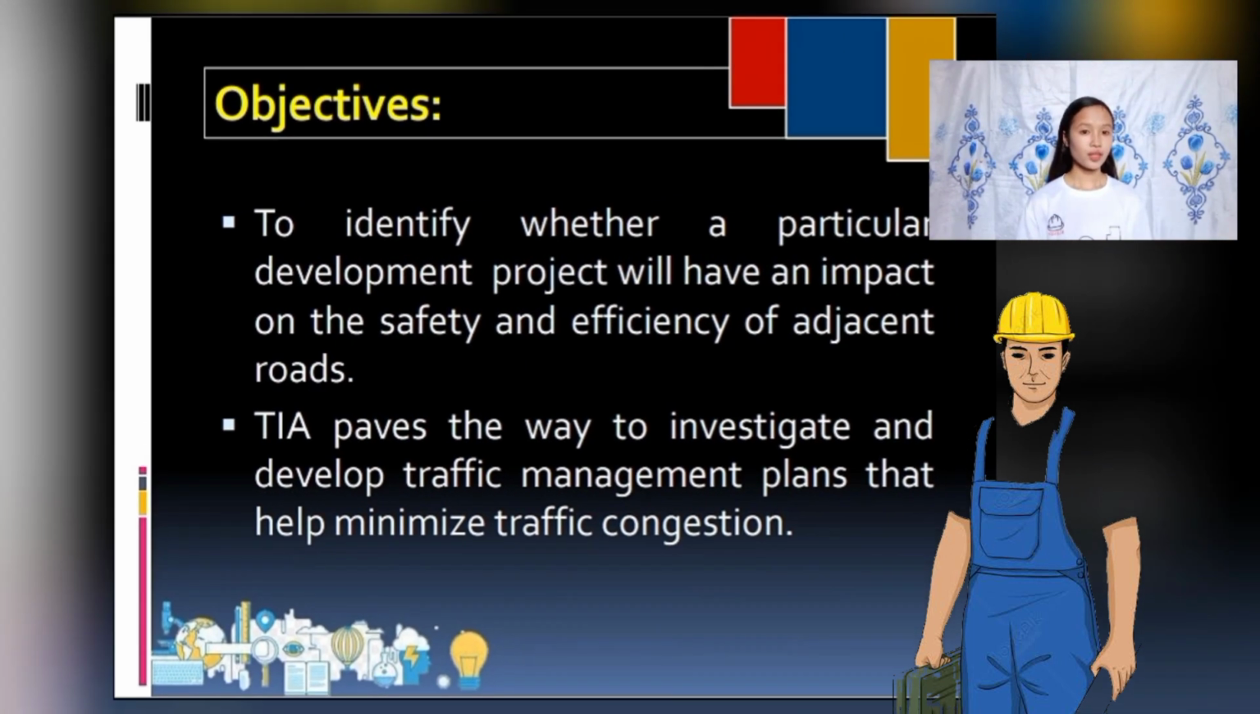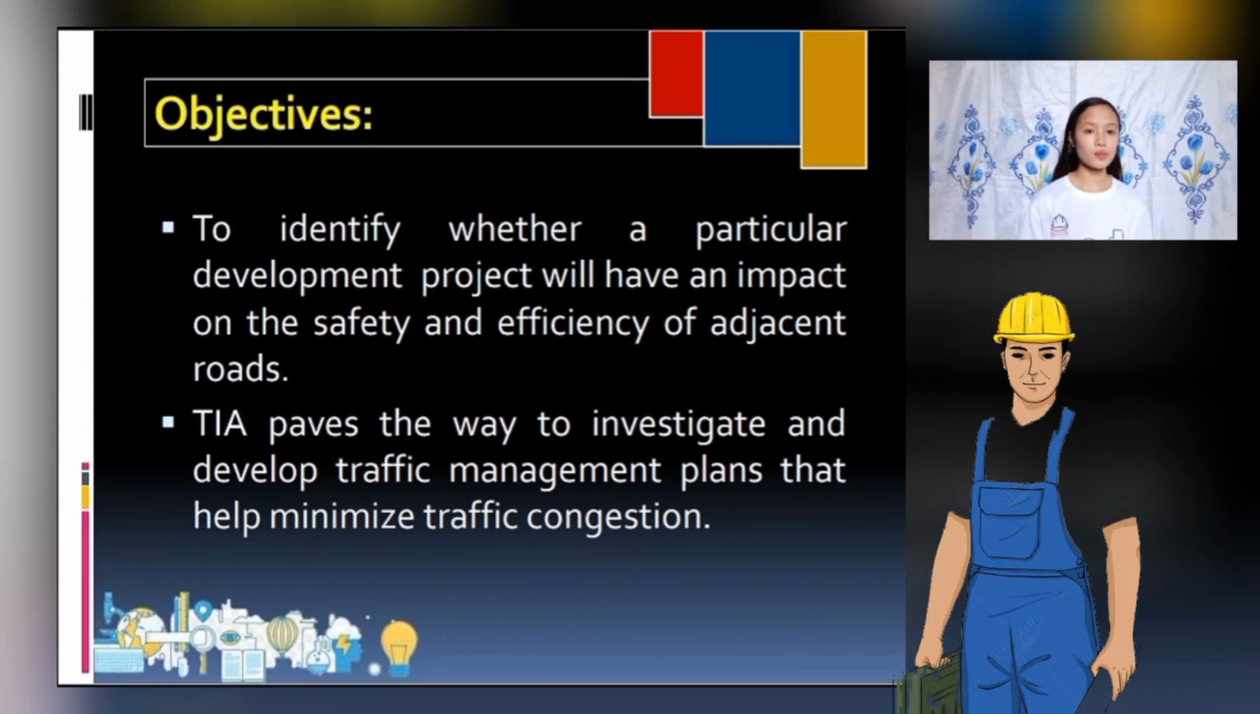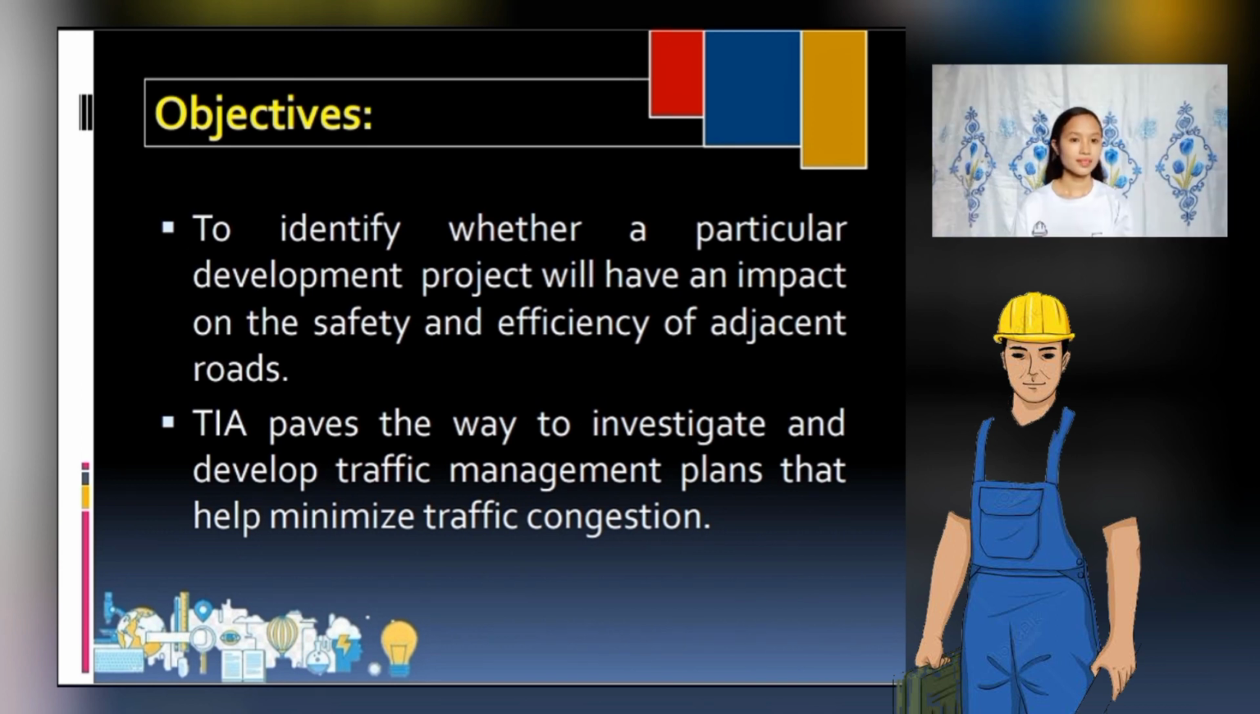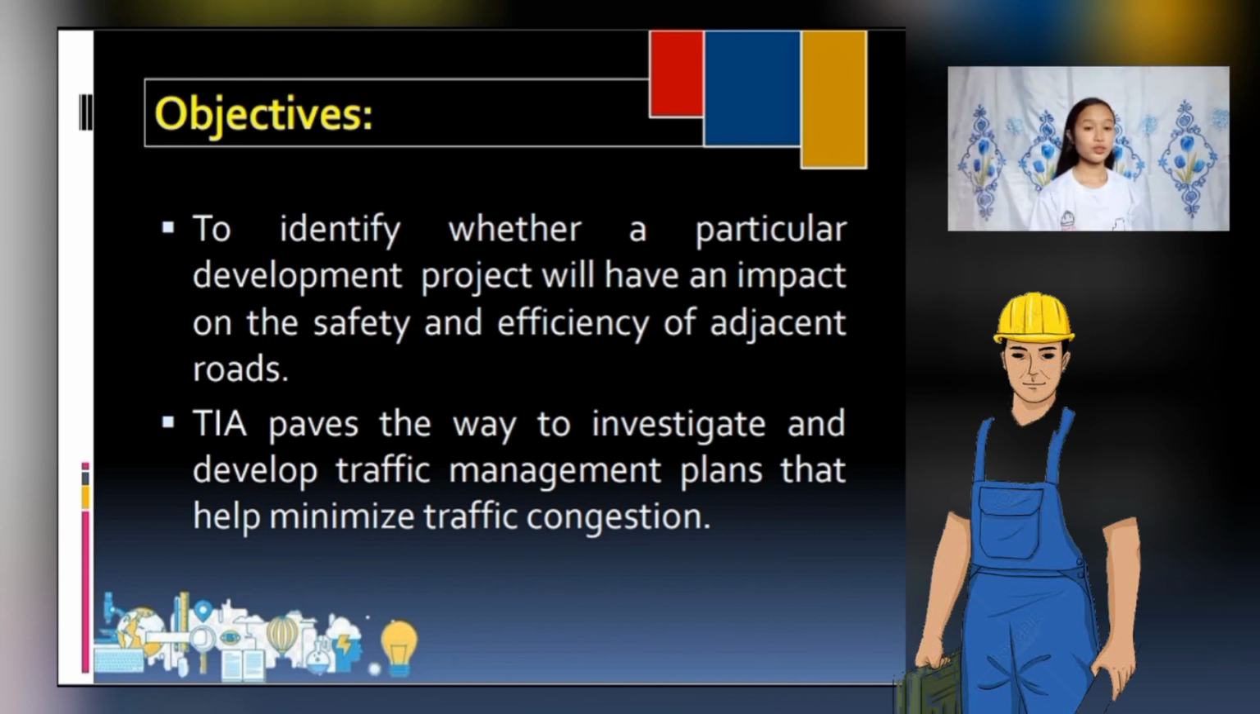Now, let's proceed to the objectives of Traffic Impact Assessment. First, TIA is to identify whether a particular development project will have an impact on the safety and efficiency of adjacent roads. And the last objective is to make it easier to investigate and develop traffic management plans to minimize traffic congestion.